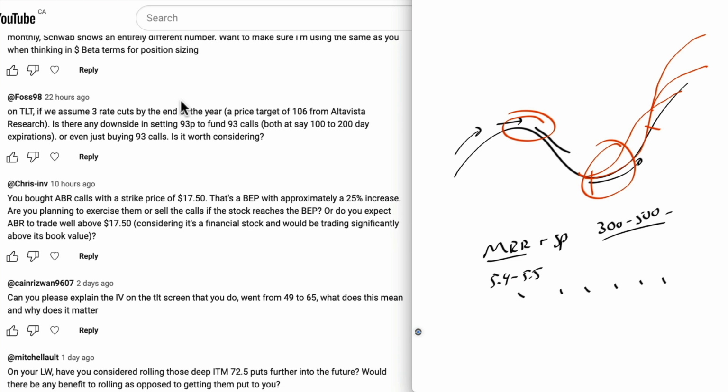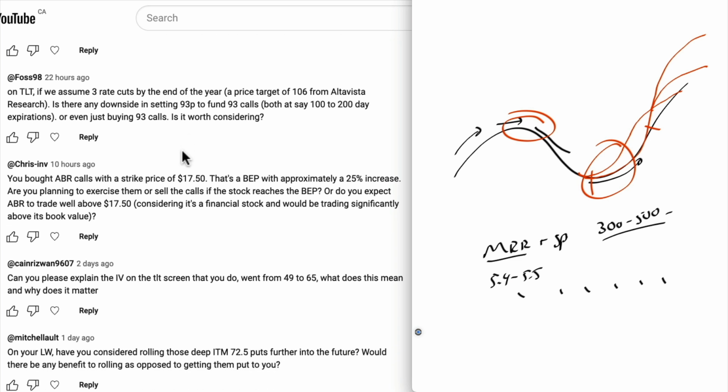On TLT, if we assume 3 rate cuts by the end of the year, price target 106 from Alta Vista Research, is there any downside in selling a 93 put to fund 93 calls, both at say 100 to 200 day expirations, or even just buying 93 calls? The 93 put won't pay for the 93 call because let's say the TLT is looking like this and you're going out 100 days. Options are centered around the forward price, not around the spot price.